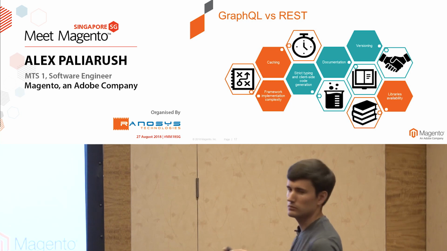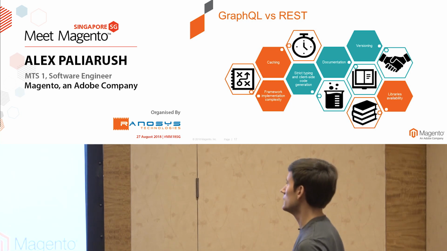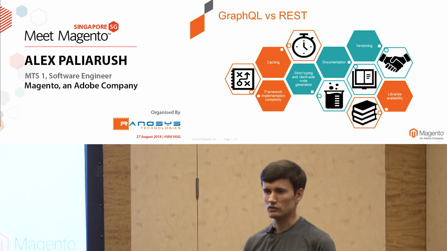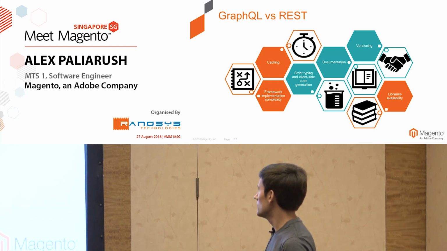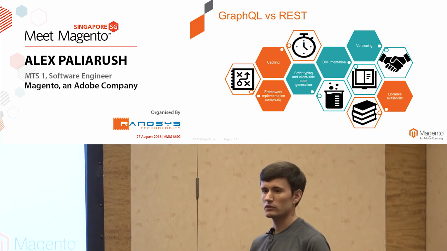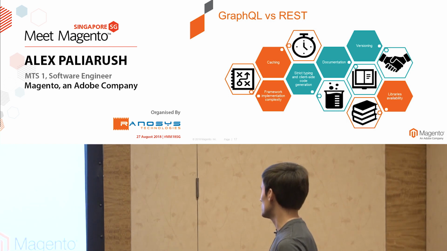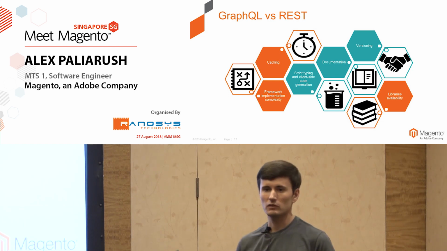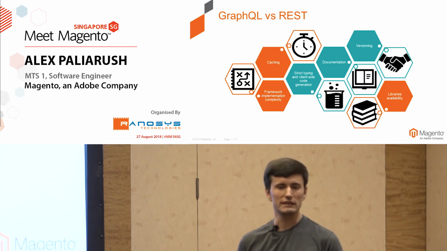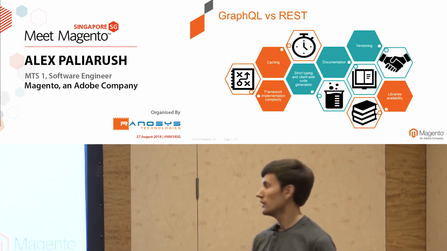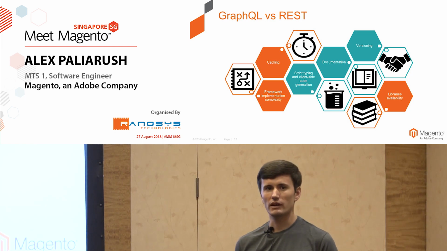Other items worth mentioning: framework implementation complexity is a little bit high with GraphQL. Server-side caching is a little bit more complex. Client-side caching is seamless. Because of strict typing, you get really good support for code generation and documentation, and versioning is also seamless with GraphQL. One thing we should be aware of is that library availability may be limited for GraphQL because the technology is still new compared to REST, and it may not provide good support for your specific language.